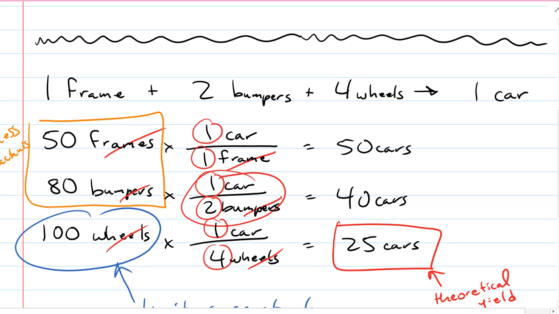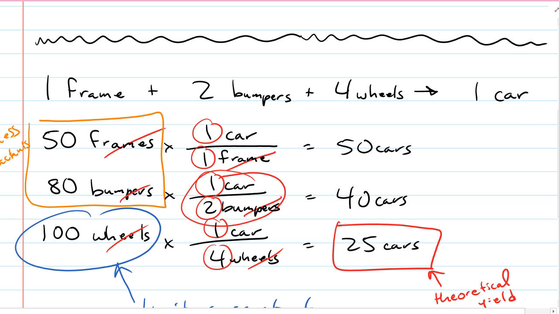The problem was something like this. We said that if we have one frame reacting with 2 bumpers and 4 wheels, we make 1 car. And then we were given 50 frames, 80 bumpers, and 100 wheels. And the question was, how many cars could we make? And so we came up with an answer of 25 cars. And why was it we did not keep either of these answers? Don't have enough wheels, exactly. We run out of wheels, so once we get up to 25 cars, we can't make any more.